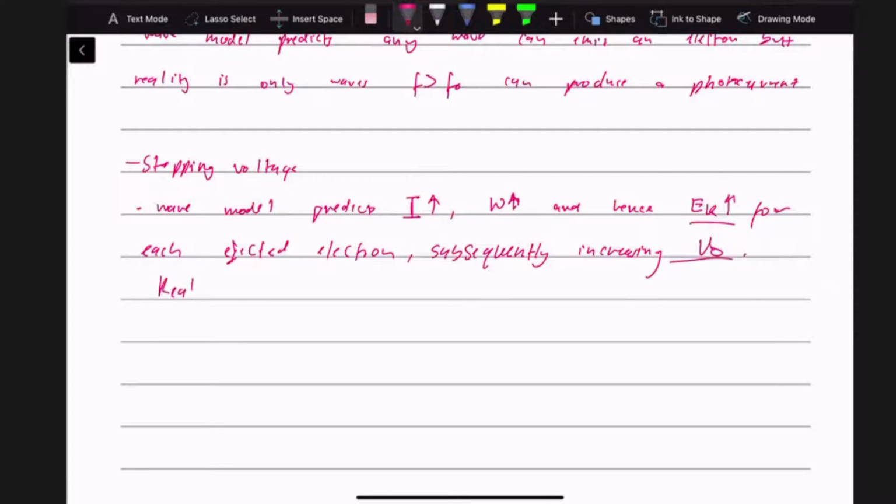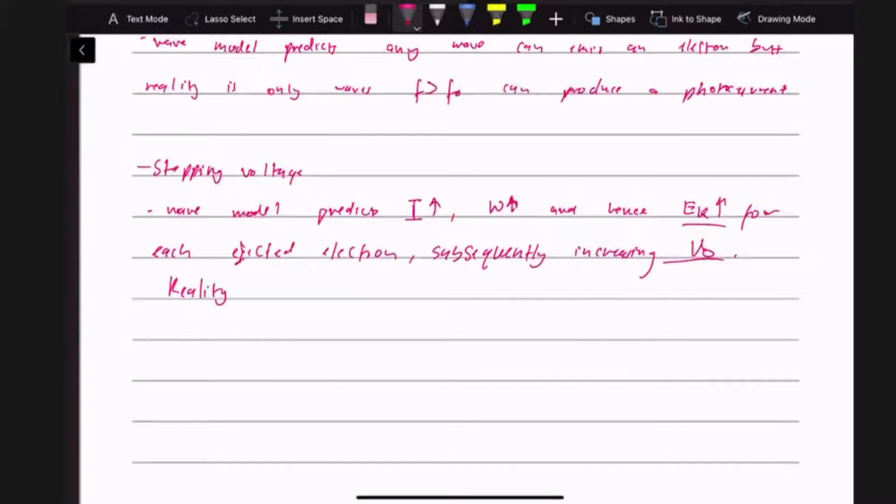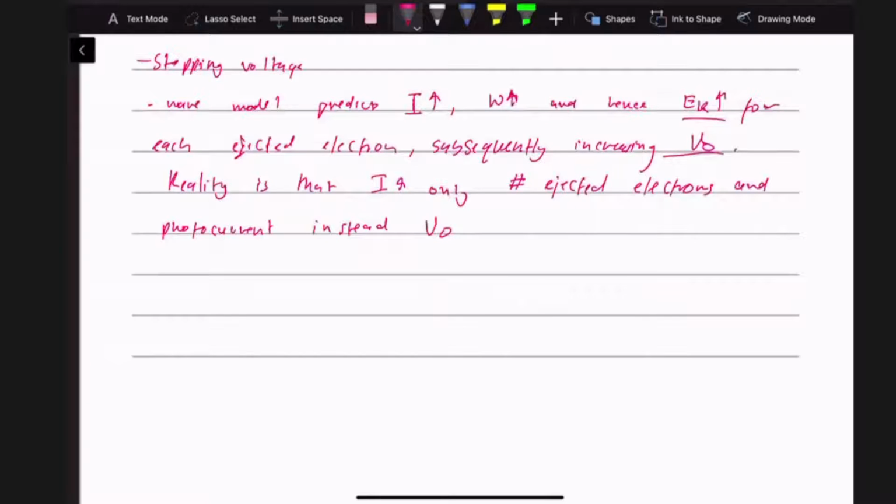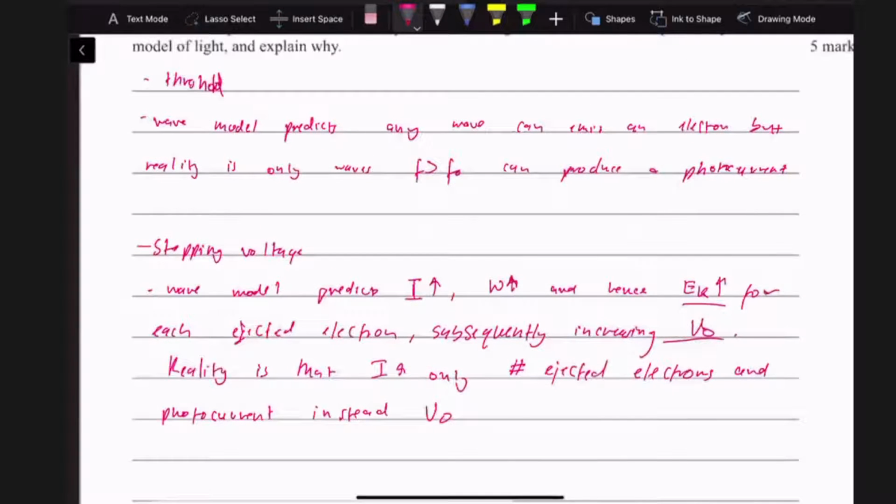And then the reality, or what they found in the experiments, was that increasing intensity only increases the number of ejected electrons and photocurrent, instead of the stopping voltage, which is what the wave model predicts. And the answers also had one more thing that you could have written, but you only had to write 2 of these to get full marks.